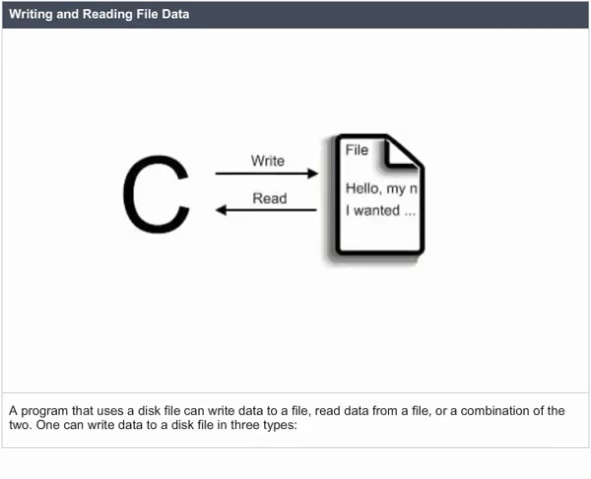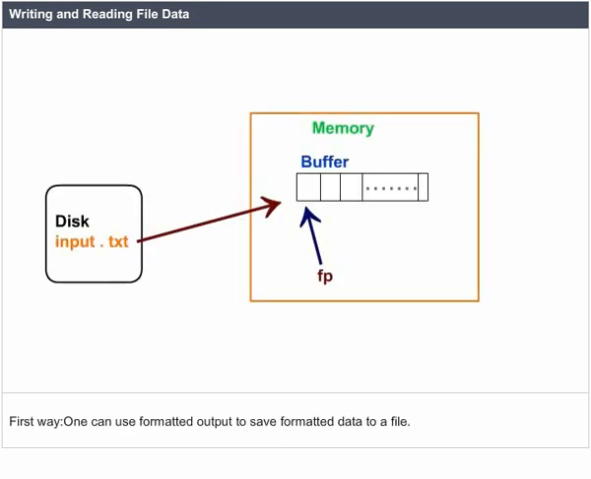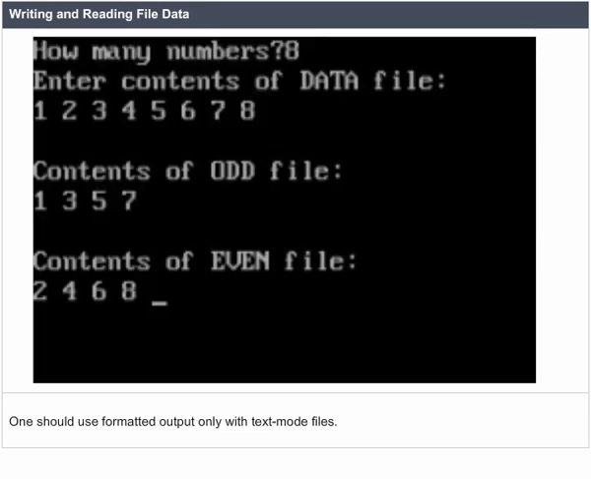Writing and reading file data. A program that uses a disk file can write data to a file, read data from a file, or a combination of the two. One can write data to a disk file in three ways. First way, one can use formatted output to save formatted data to a file. One should use formatted output only with text mode files.